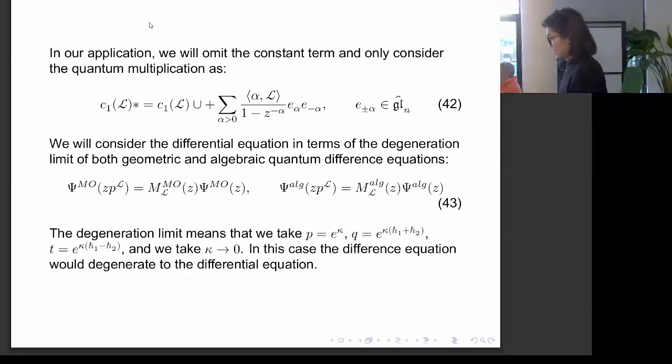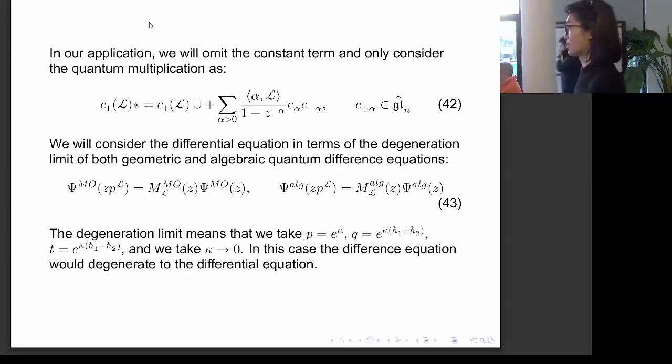And later we'll consider the differential equation in terms of the degeneration limit of both geometric and algebraic quantum difference equations. So here we list two difference equations. The first is the difference equation from the geometric side, and the second is the difference equation from the algebraic side. Maybe I should record here that the first equation comes from the Maulik-Okounkov quantum algebra, and the second equation comes from the quantum toroidal algebra.